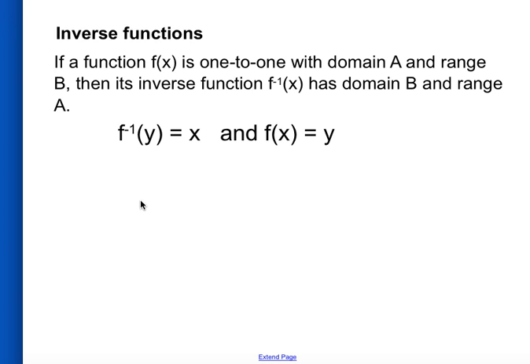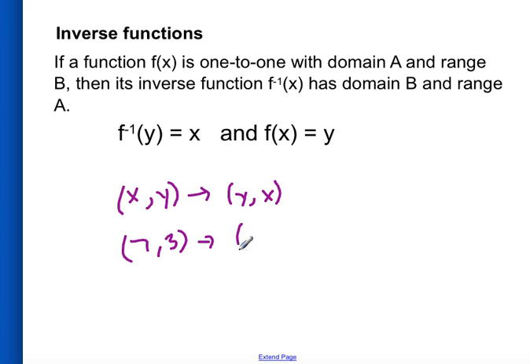In other words, if in one of the functions, and it doesn't matter which one, you have an ordered pair of x, y, then in its inverse, or vice versa, you just reverse those values. So if this one is 7, 3, then the inverse function is 3, 7. That's the relationship when they're inverse functions: the x and the y are switched.